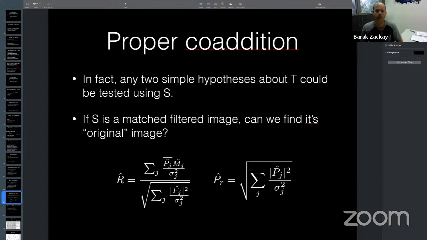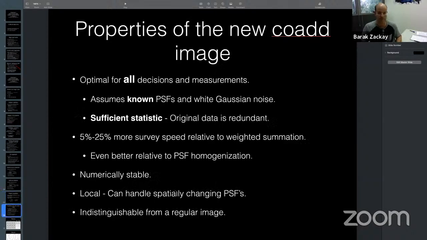He doesn't need to know there were 1,000 images before. Okay. So what are the properties of this new code? It's optimal for all decisions and measurements. It assumes known point spread functions and white Gaussian noise. These assumptions are usually correct in astronomical images.